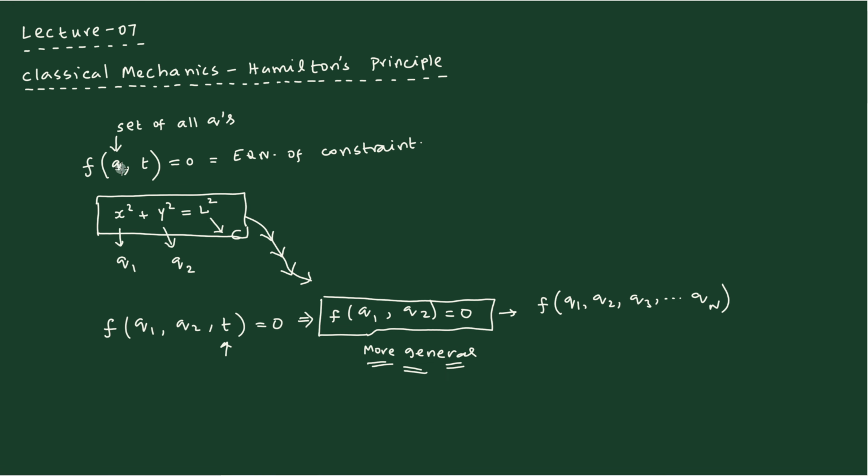So if the suffix is absent, it means that you will have to expand it to that many number of q's as required. So if you want to be very specific and explicitly write that, then we can write like this: f of q1, q2, q3, etc. up to qn, where n represents the number of degrees of freedom. So this is how the equation of constraint will be written.